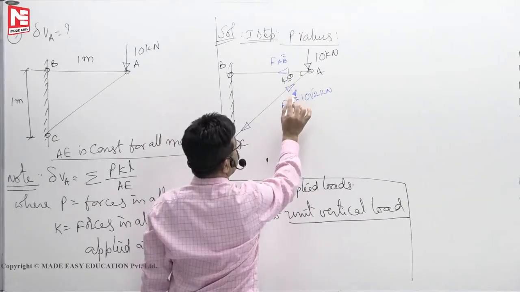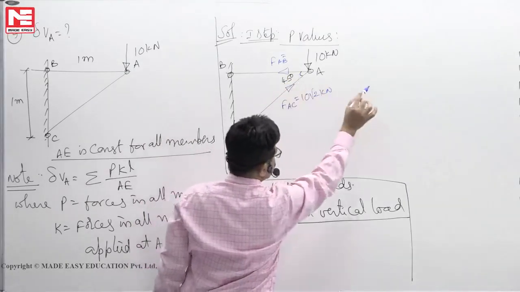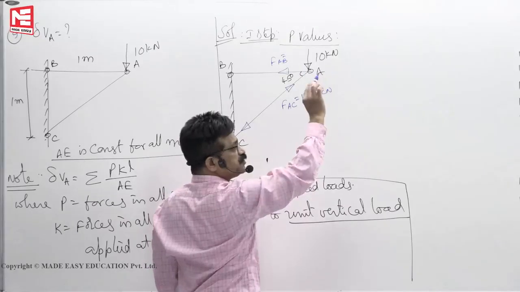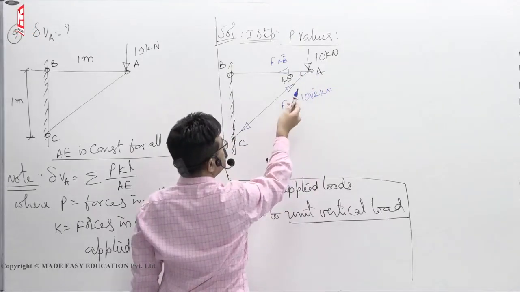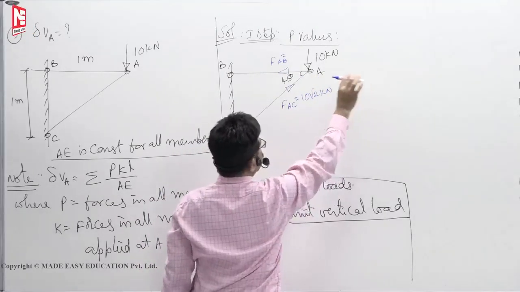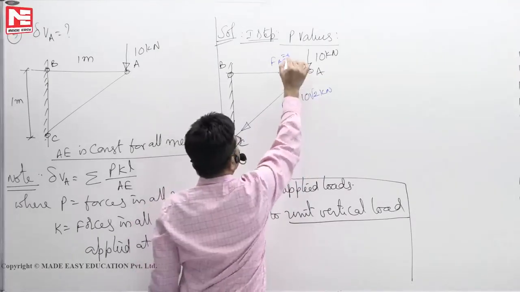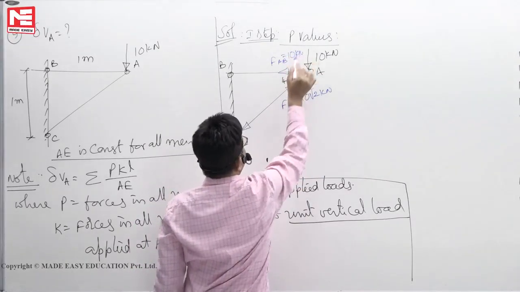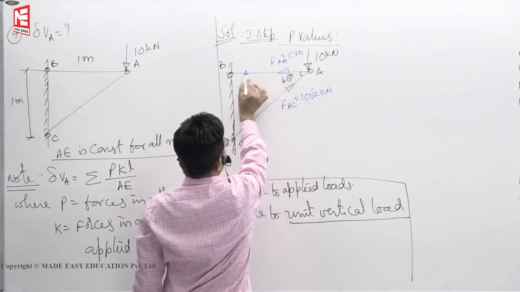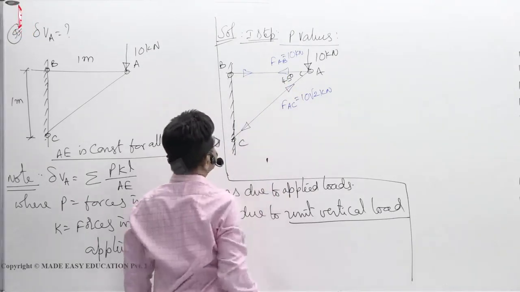Next, this one. 10 root 2 cos 45, that is plus, minus FAB is equal to 0. That is sigma x = 0. So 10 root 2 cos 45 is acting on the right side. To balance it, this should be on the left side. 10 root 2 cos 45 again means 10 kilonewton. Here the arrow is away from the joint, so here it should be away.